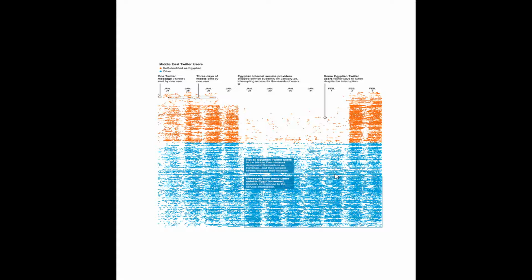But if you look at the blue part at the bottom, it shows not all Egyptian Twitter users in the Middle East network designated themselves as Egyptian, but their slowed tweets indicate their location. Messages from many users outside Egypt increased, possibly in response to the service interruption. A piece of art that shows you in a beautiful infographic a description of one element or one side of what happened in Egypt in 2011.